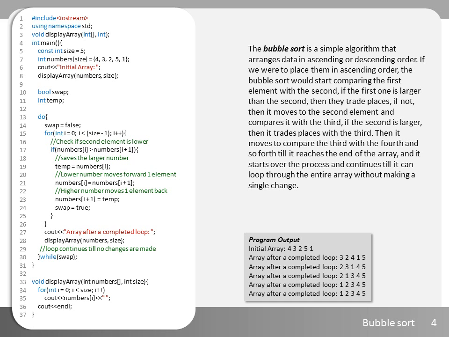till it reaches the end of the array, and it starts over the process and continues till it can loop through the entire array without making a single change. From lines 10 to 31 is our bubble sort. First, we declare two variables, swap and temp. The bubble sort needs to loop until all the elements in the array are in order. Variable swap serves as a flag that if at the end of the loop there are no swaps, the array is in order and the sorting terminates.